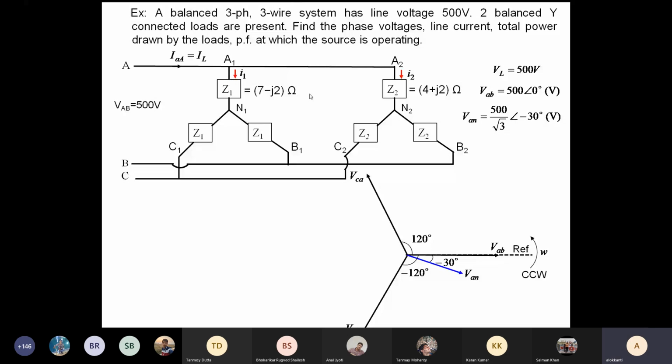So your I1 is how much? VAN by Z1. I have given you Z1. What is the value of I1? Somebody should tell. You are given voltage by impedance, so you have to find out the magnitude of the impedance and the angle. Divide one magnitude by the other, and the angle of the impedance will be subtracted from the voltage angle.